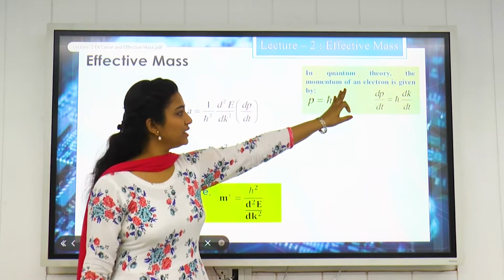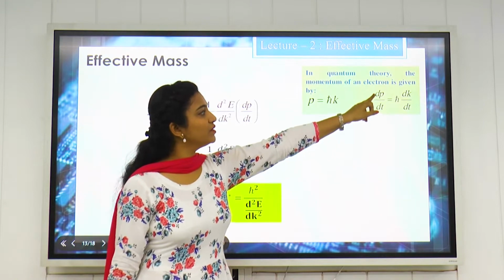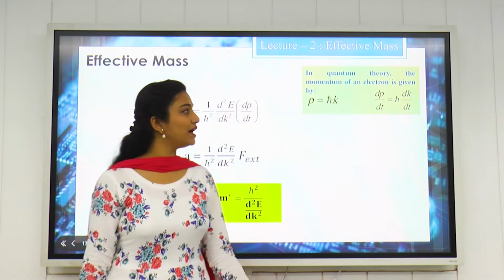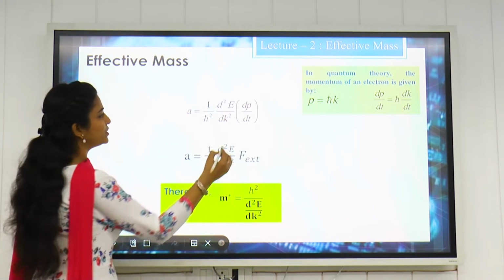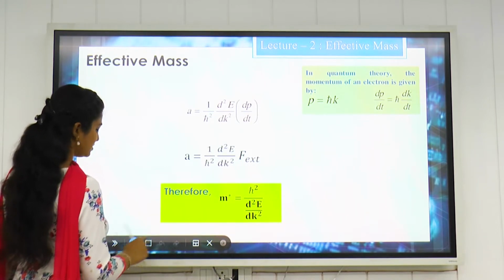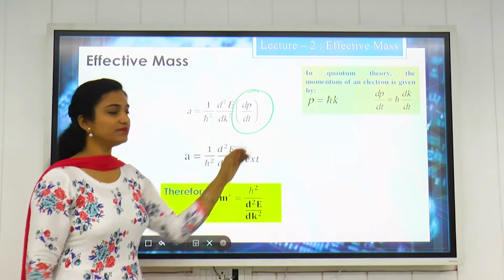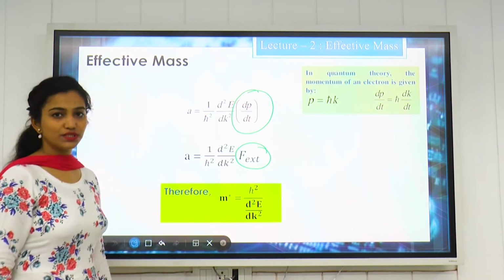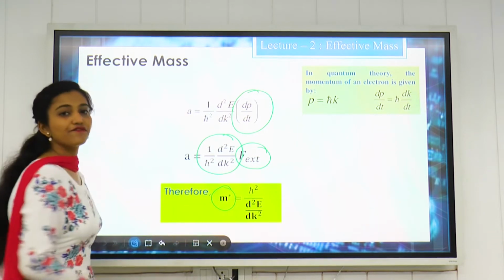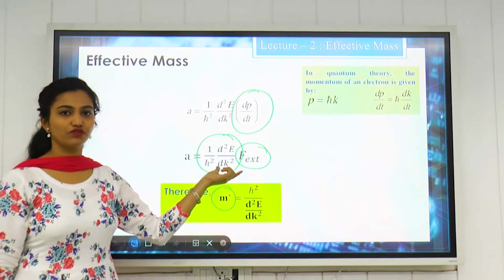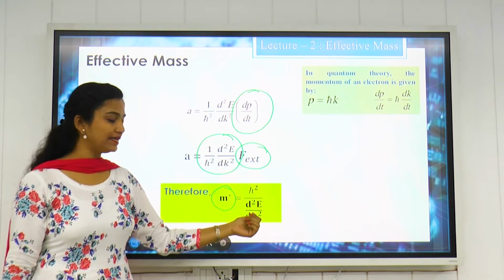As per the quantum theory, the momentum is equal to h bar into k, and from here we have dp by dt is equal to h bar into dk by dt, and we will put its value here. And what we are going to have is this rate of change of momentum. So what is rate of change of momentum? It is again the force. Now this is force, this is acceleration. What is this? This is the effective mass. This is the final expression of the effective mass, h bar square divided by d2E by dk square.